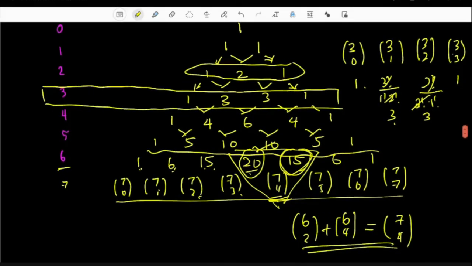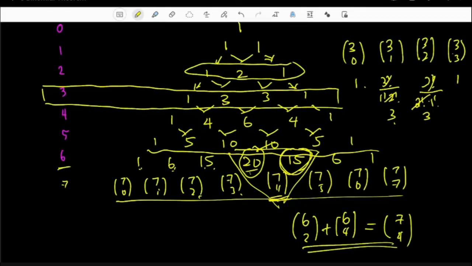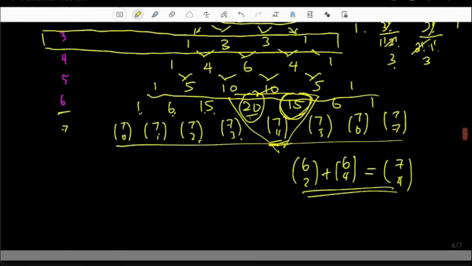Siyempre, imagine kung meron tayong (a plus b) to the 100. So, it's very tedious for us to create a triangle of size 100. Ano namang bumuo tayo ng sobrang laking triangle. Imagine how tedious that would be. So, the advantage of us relating the triangle in terms of the binomial coefficient reduces drastically the operations involved. So, hindi natin kailangan mag-create ng sobrang laking triangle para i-compute yung binomial expansion.